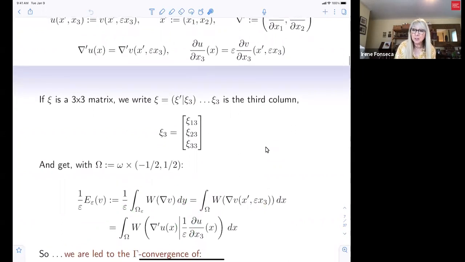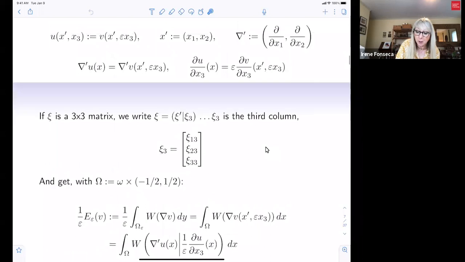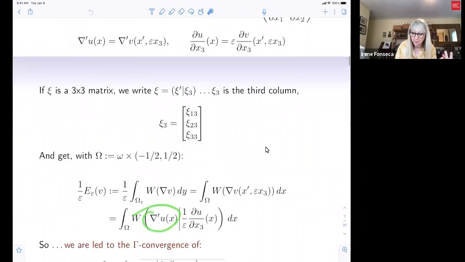And I often use this notation where primes stand for the first two components. So for example, x prime will be x1, x2. Grad prime is just the first two derivatives. These would be grad prime.